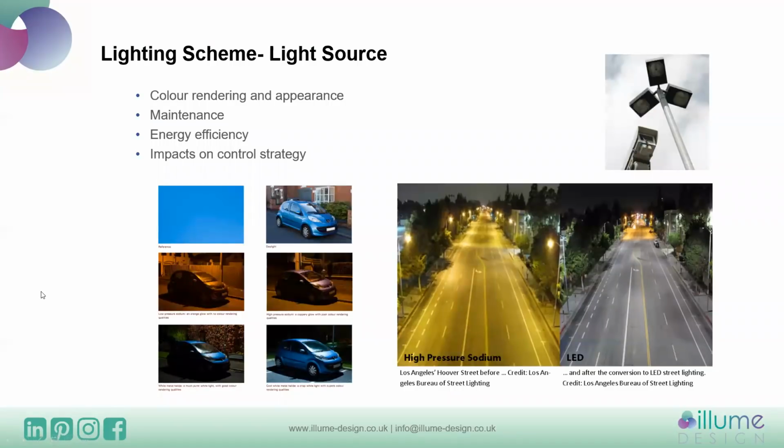So an important aspect to consider during the lighting design process is choosing the light source. So the light source that you choose will affect color rendering. So this is, for example, how well you can see what color this car is. It's actually blue, but the second photo down shows low pressure sodium, which is what I explained earlier. Because of the color of the light source, you can't see the color of the car. It's very brown and everything appears a very similar color.